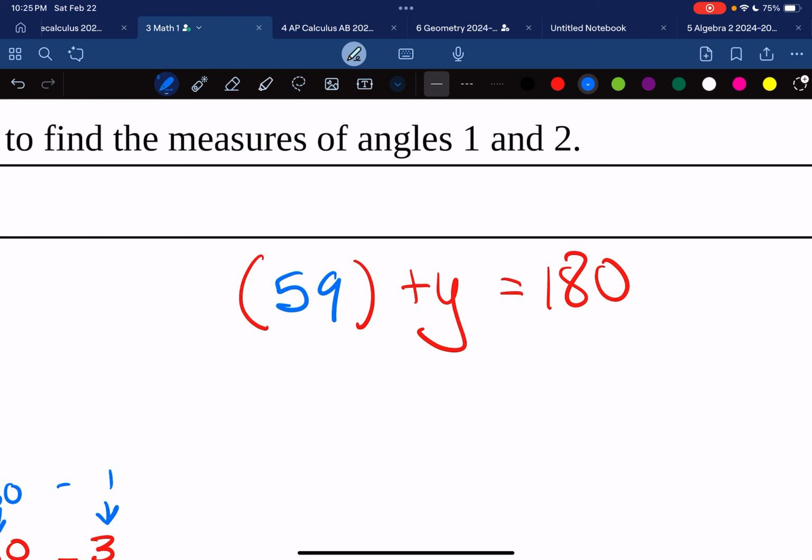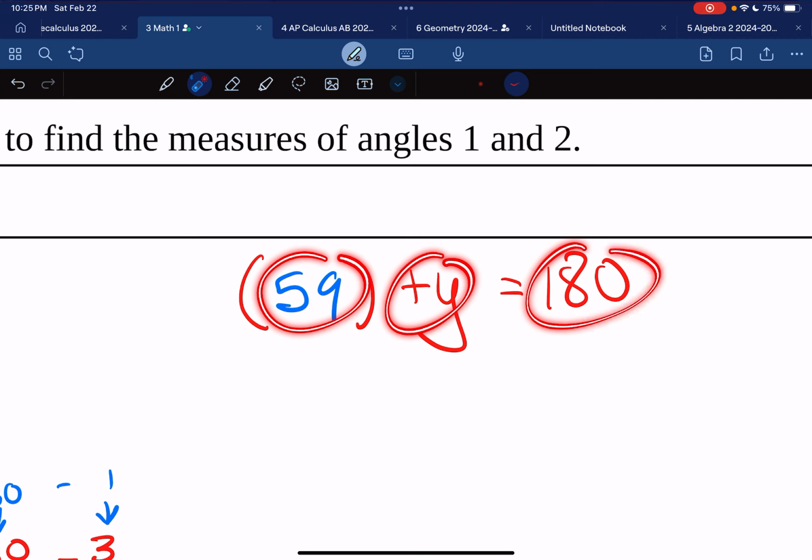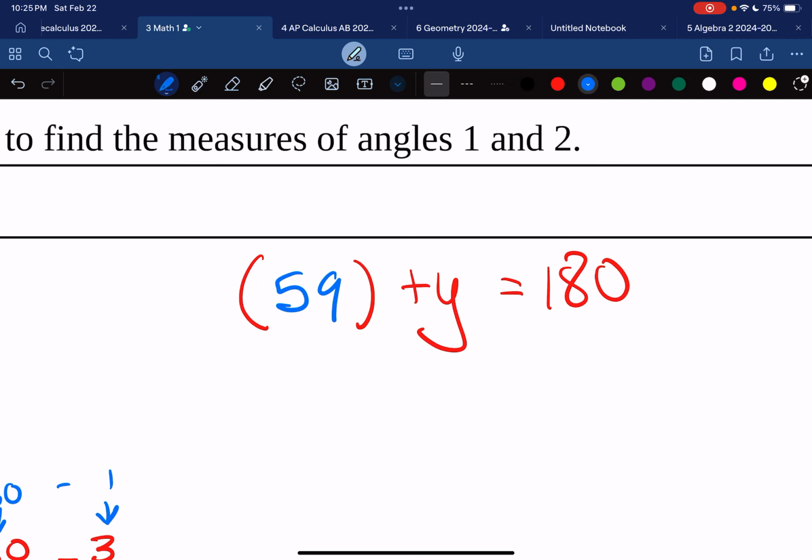Okay, now I just have to solve. Whenever you have an invisible plus sign right here, you can just drop the parentheses. This now just says 59 plus y is equal to 180. I'm going to get rid of the 59 by subtracting 59 on both sides. Subtract 59, subtract 59. And from here I get y is equal to 100.